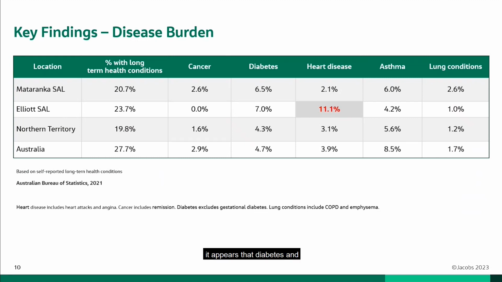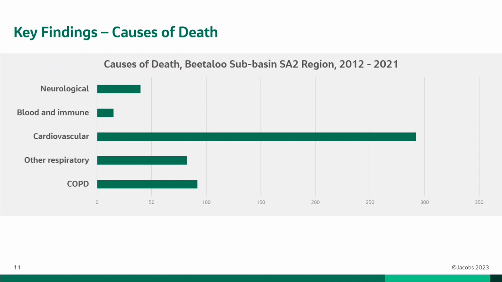Broadly speaking, it appears that diabetes and asthma are the more prevalent health conditions in the area, followed by heart disease. The prevalence of heart disease in the Elliott suburbs and localities does appear high compared to average. It may be skewed by a small population size. In terms of causes of death within the Beetaloo subbasin, cardiovascular disease is the leading cause among the health indicators of our study.